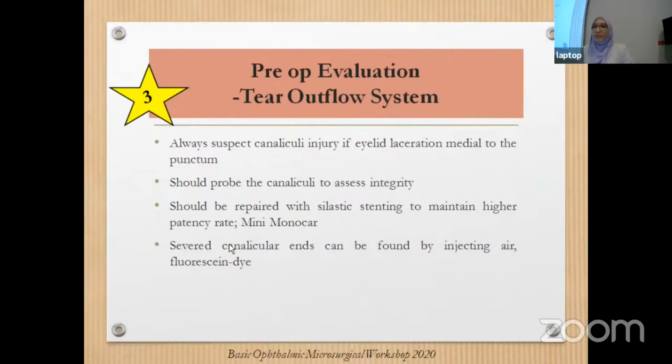And then if there is difficulty in canalicular repair, actually to find the distal end, sorry, the proximal end of the canaliculus, sometimes we need to inject air. Once we probe from the superior part, superior canaliculus to punctum, and then we can inject the air or the fluorescein or the BSS. Okay, sometimes you can use viscoelastic also to find it. This is the most difficult part if severely injured.